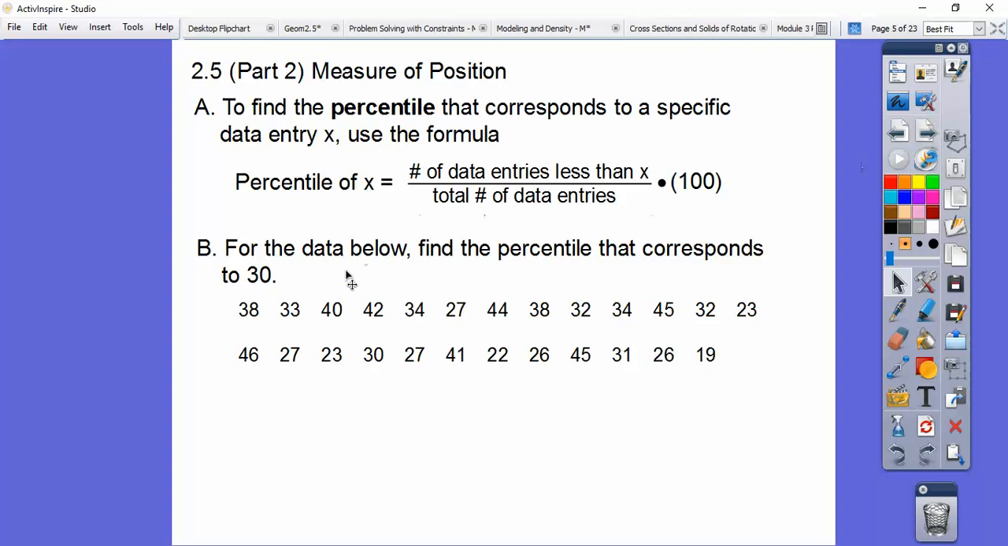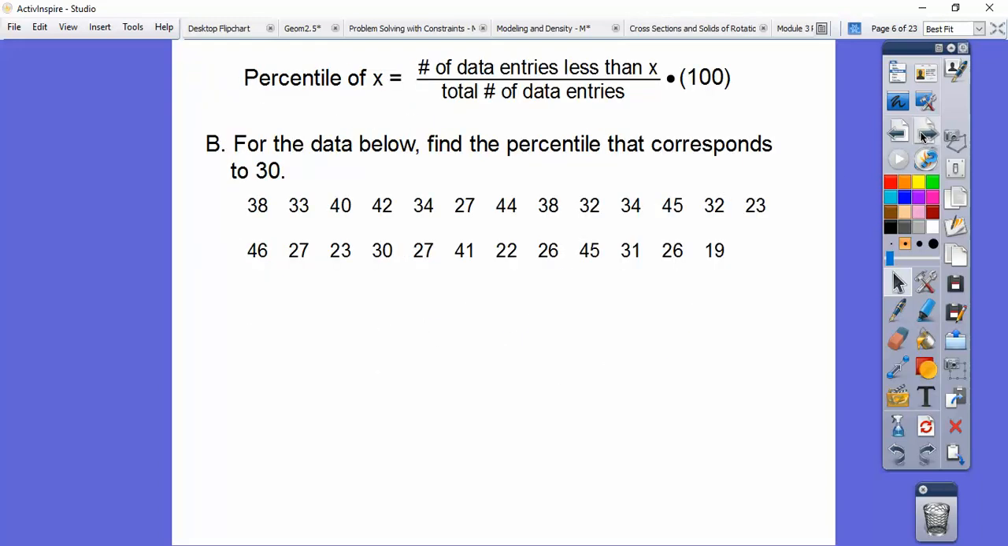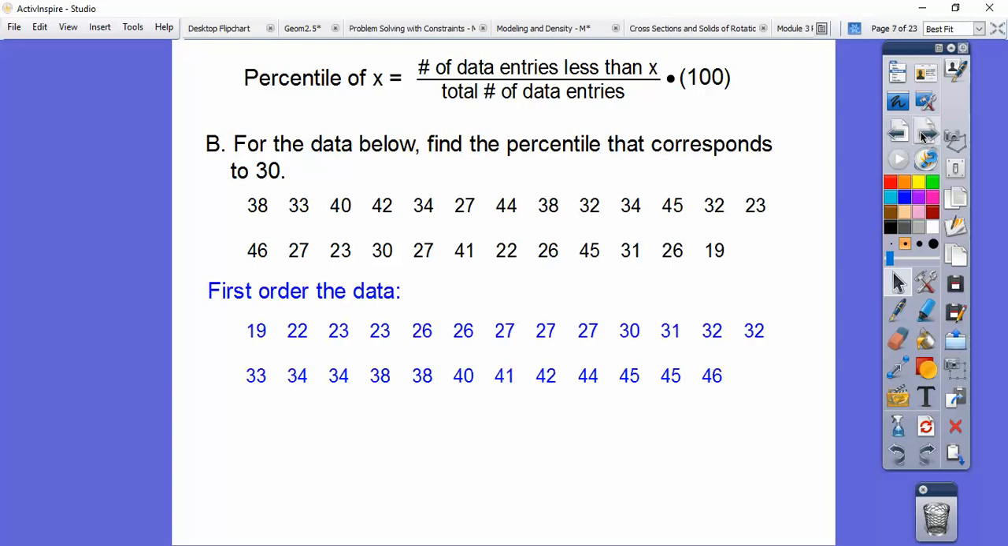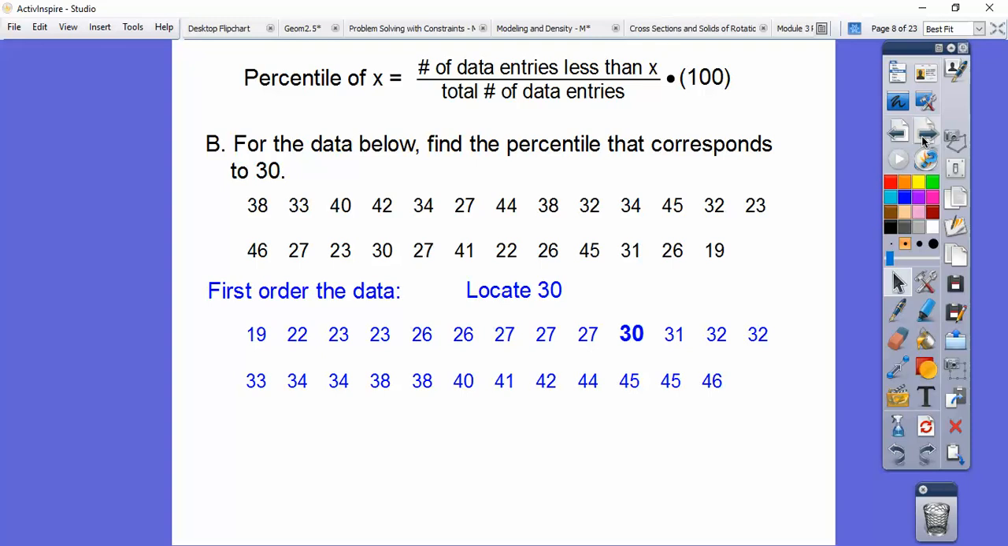Let's look at these numbers. They're not in order, so we have to rearrange them and put them in order. So there they are in order, and then we locate 30. There's 30 right there. And then we count how many data entries are less than 30. So 1, 2, 3, 4, 5, 6, 7, 8, 9. So there are 9 that are less than 30, and there's 25 altogether.